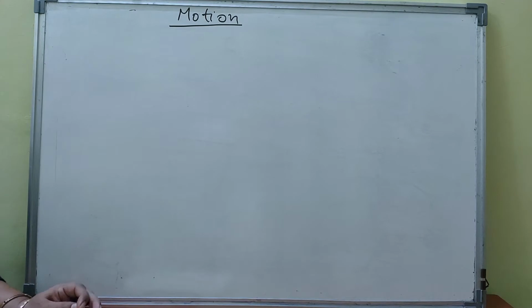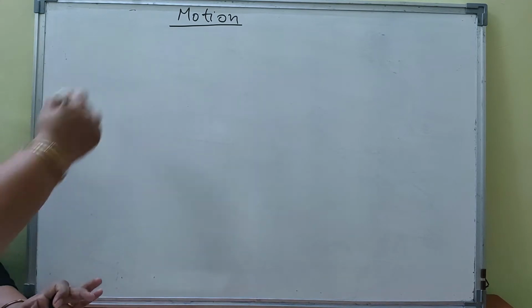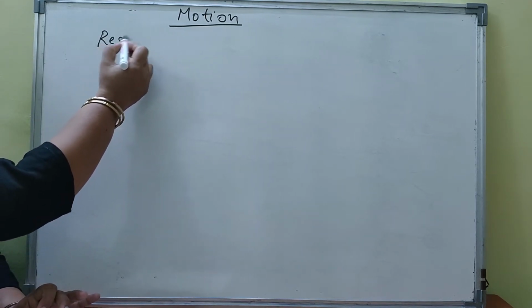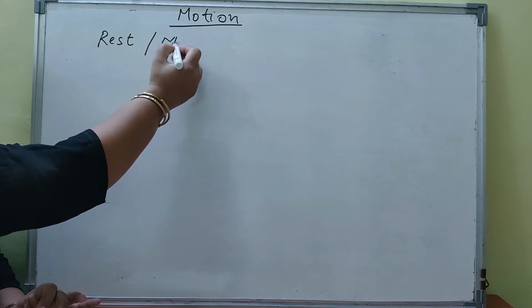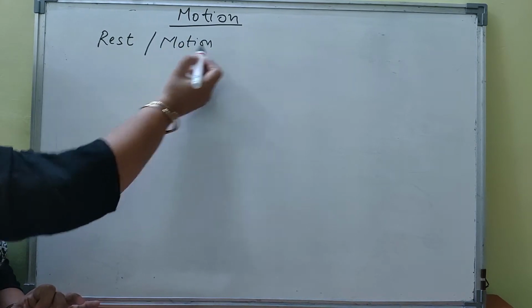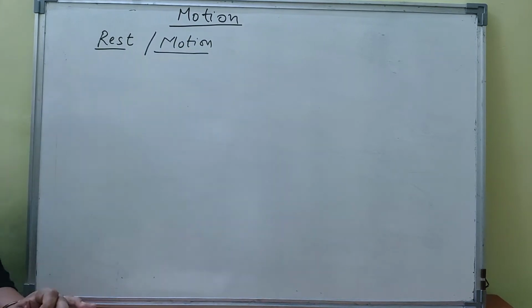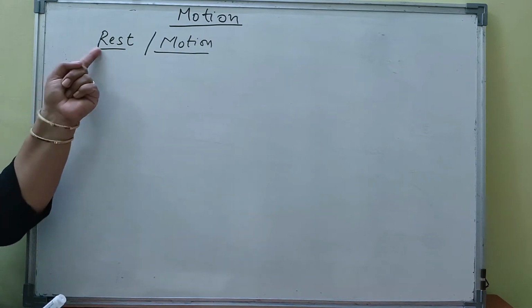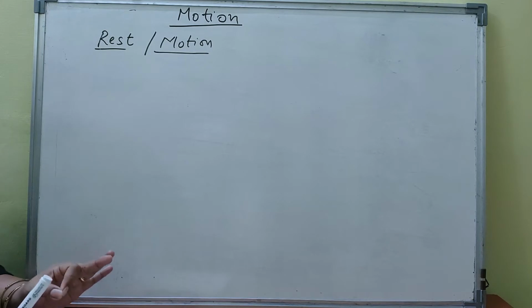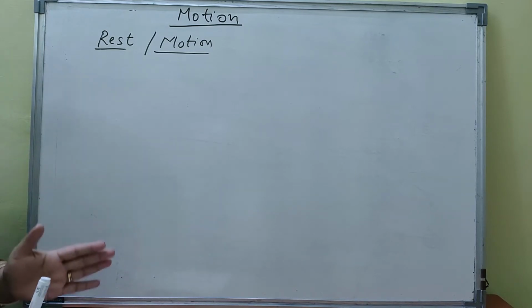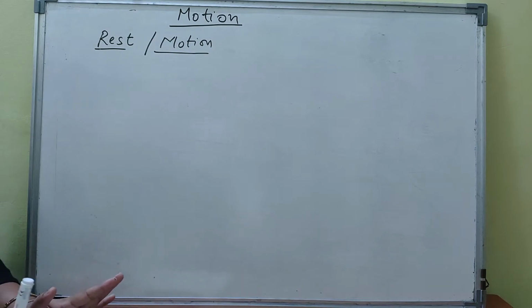So today we will study motion. Now what is motion? First of all, you should know two things: one is rest and the other one is motion. When do you say an object is at rest or in motion? Rest means when an object does not change its position. I'll repeat, when an object does not change its position with respect to an object.